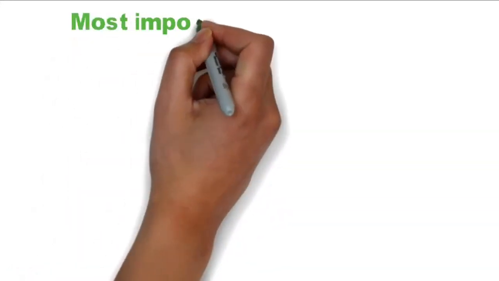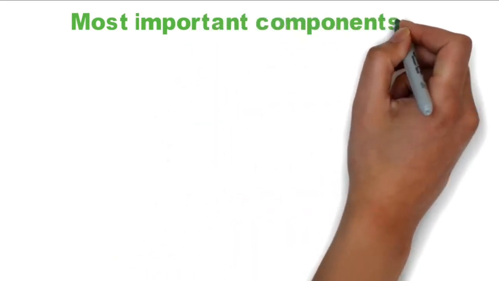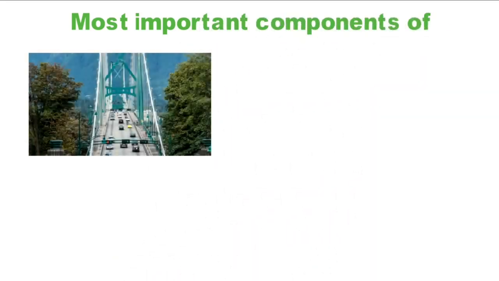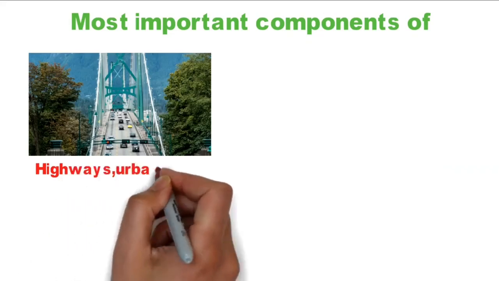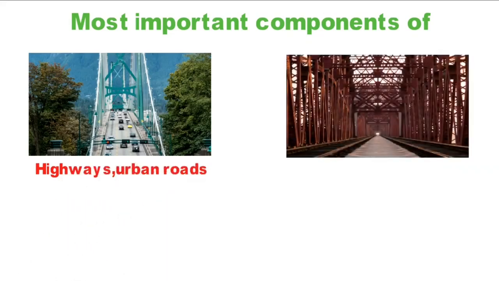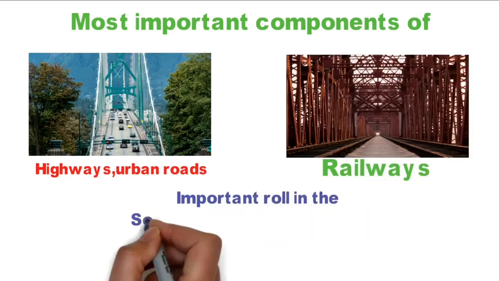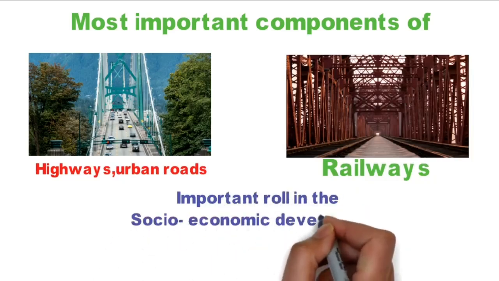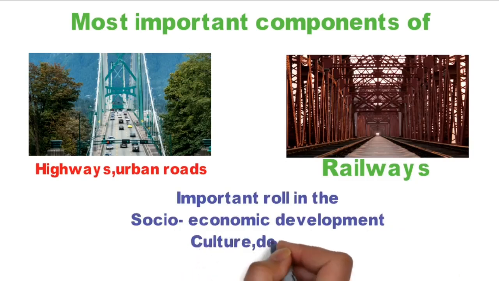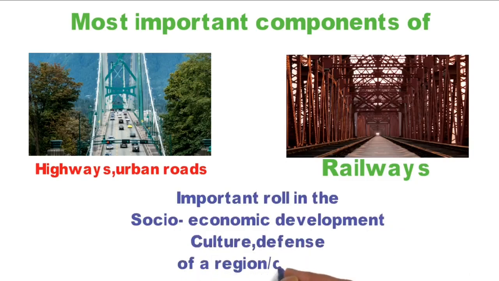So, bridges are the most important components of highways, urban roads, railways, etc. And bridges play an important role in the socio-economic development, culture, defense, etc. of a region or a country.